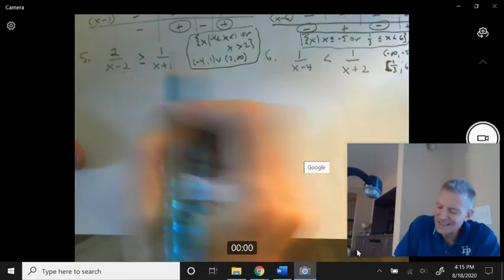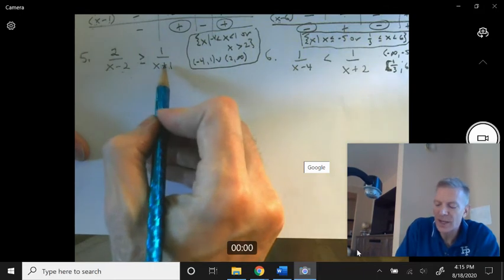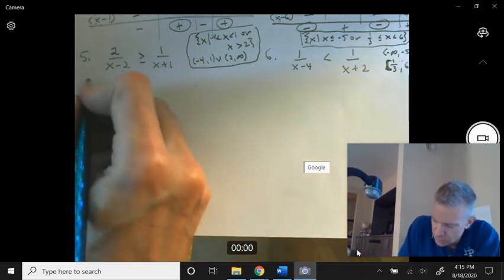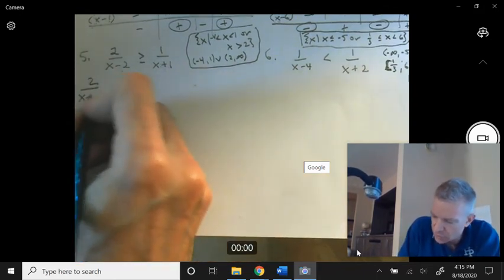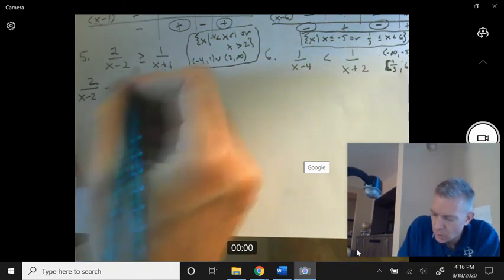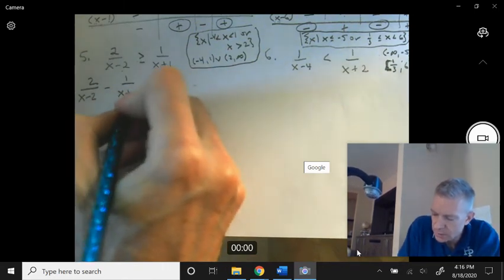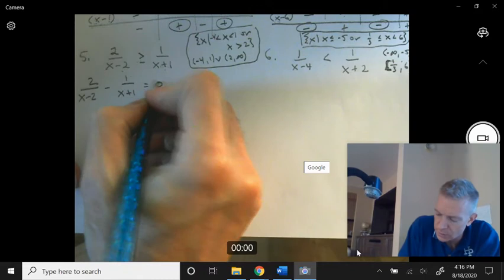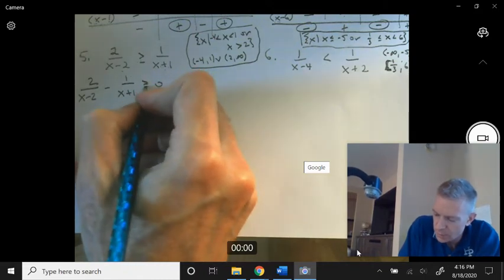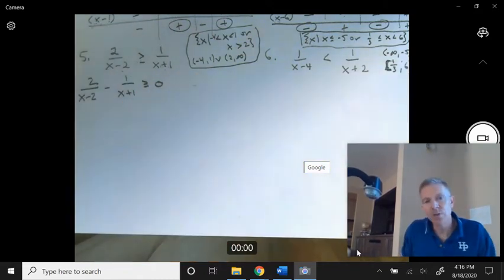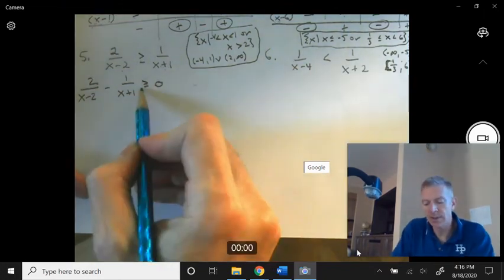Okay? So instead of multiplying, we're going to subtract it over to the other side. So 2 over x minus 2 minus 1 over x plus 1 is greater than or equal to 0. That helped us with one of our two criteria for being able to do this problem. We're now comparing to 0.